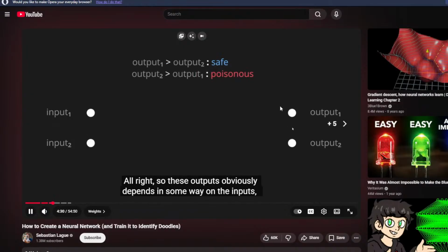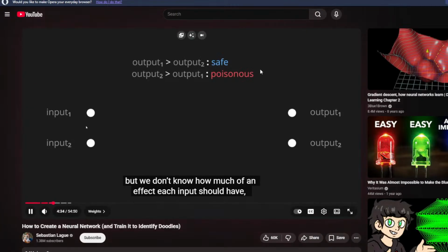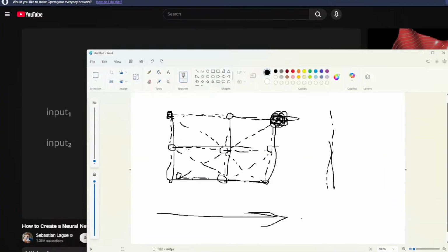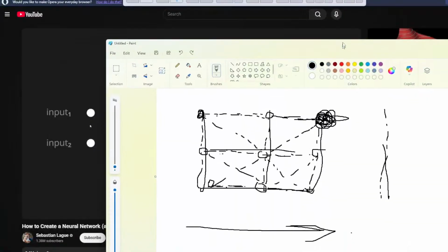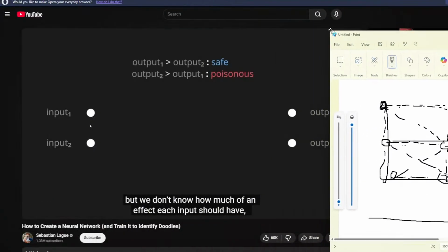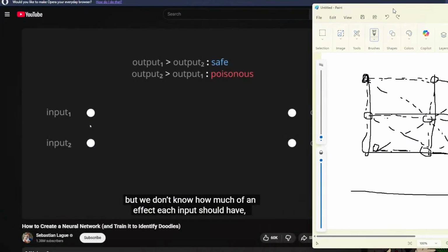Alright, so these outputs obviously depend in some way on the inputs, but we don't know how. One of the best things I love to do is to be a little visual with it. So let's visually follow along here.